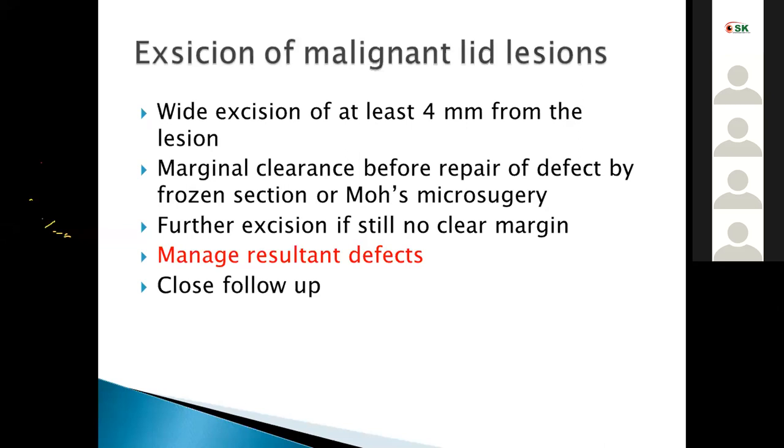So a shortcut is what we did for this case. We excised that lesion, and after excising the lesion, we didn't leave the wound clear. We just did a very rough repair of the margin. We just joined everything together, of course, to prevent exposure keratopathy and also to prevent an infection. And we made arrangements with the pathologist to get a histology by the end of 4 to 5 days.